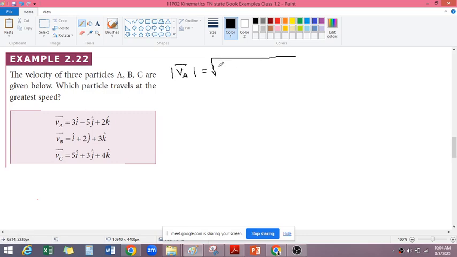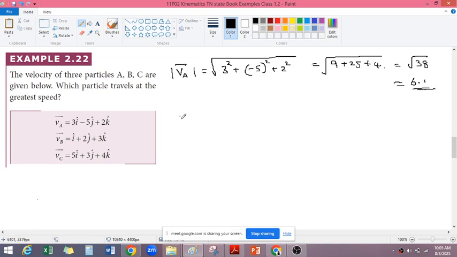Square root of 3 square plus minus 5 the whole square plus 2 square. So it will be 9 plus 25 plus 4. So that will become 29 plus 9, root of 38. So approximately 6 point something, right? Root of 36 is 6, so 6 point something.